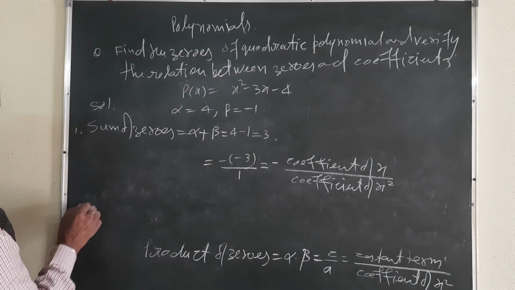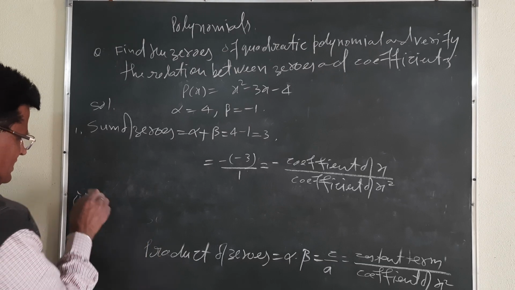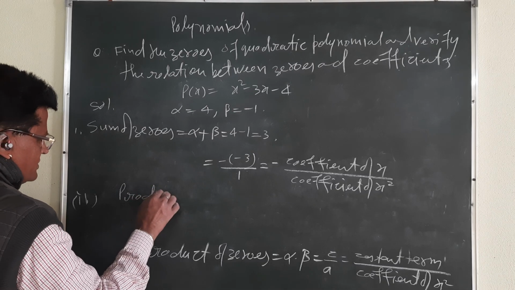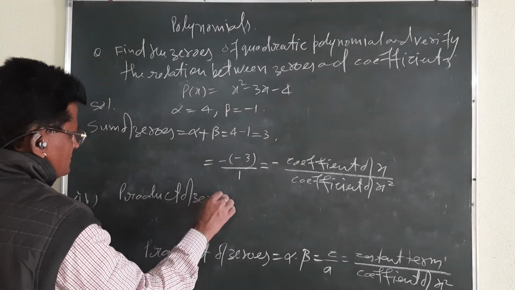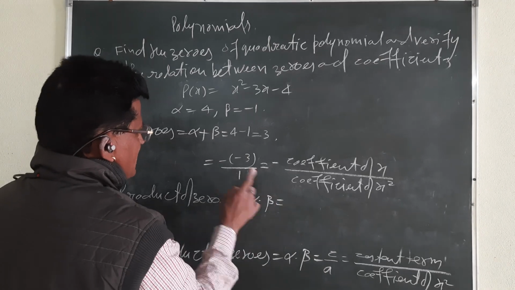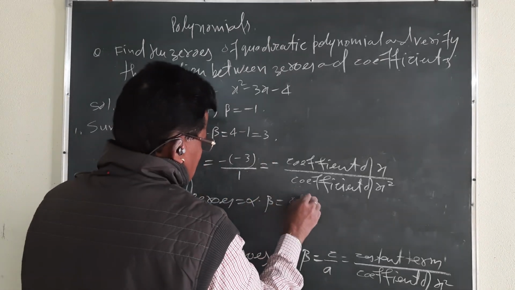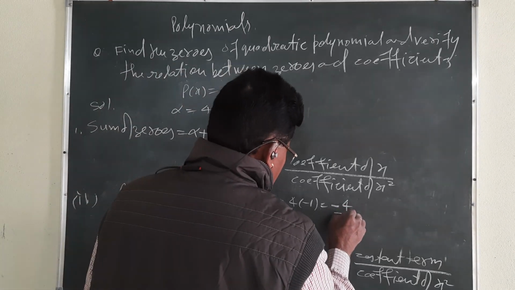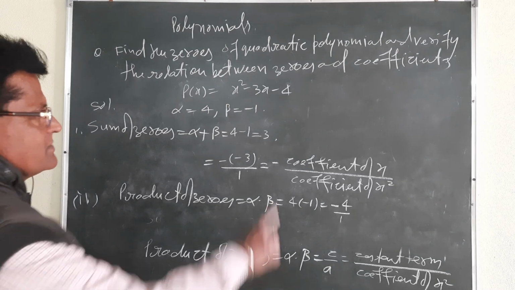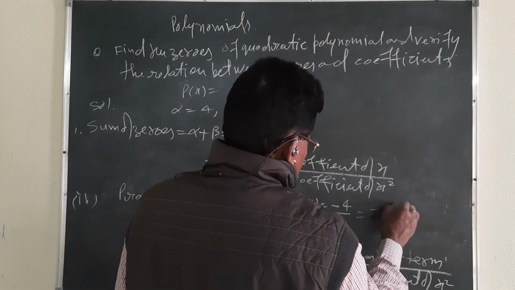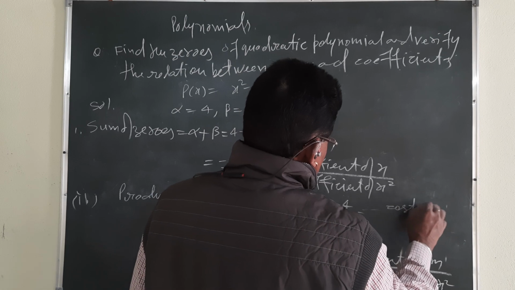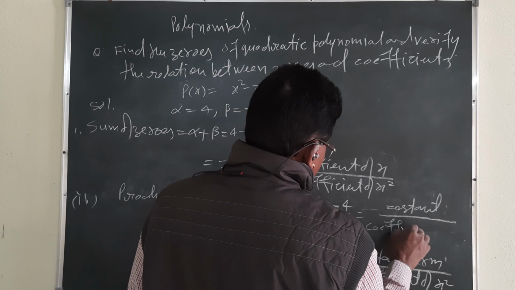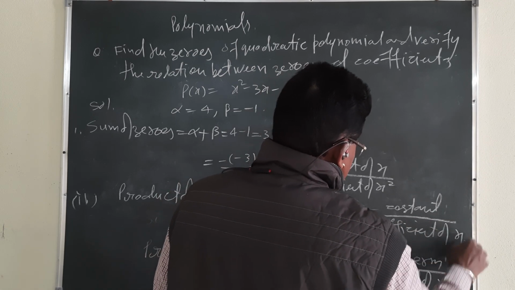Second case, this was the first. Second case, it is also given over here. Product of the zeros. Product of zeros will be equal to alpha into beta. Alpha, beta are given over here. 4 and minus 1 will be equal to how much? Minus 4. And how can you write minus 4? Divided by 1. What is minus 4? Constant number. See, constant upon coefficient of x square. Similar kind of thing.